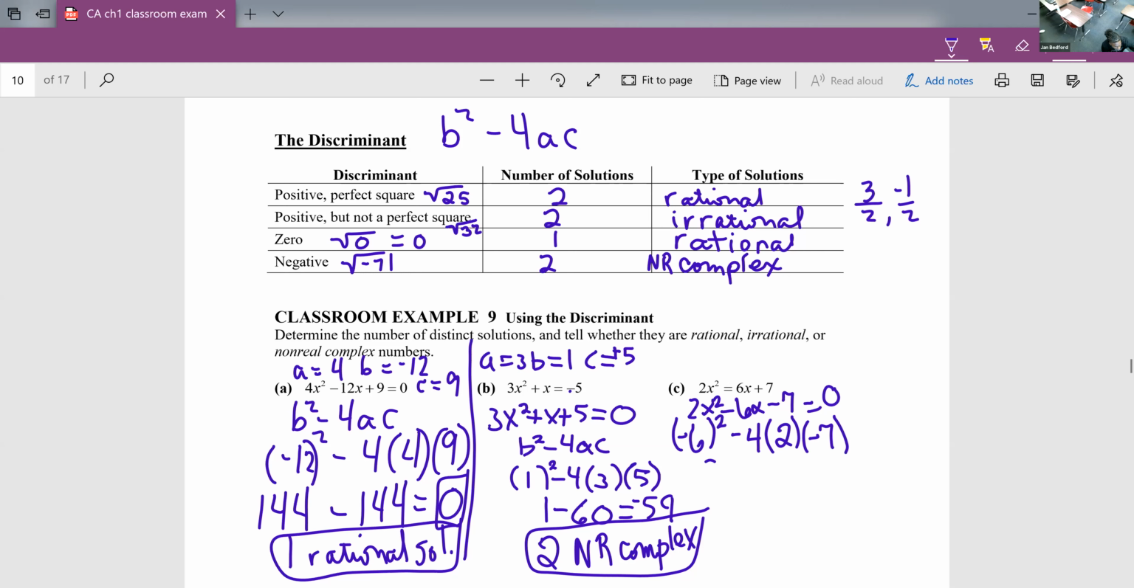So let's see, do y'all agree with how he's put this in? He said b was negative 6, a was 2, c was negative 7. Does that look right? Okay, so y'all help him out. He said negative 6 squared is positive 36. We agree on that? Yes, because that negative 6 is in parentheses. But look at the next number. He's got 36 minus negative 56. Can that be cleaned up?